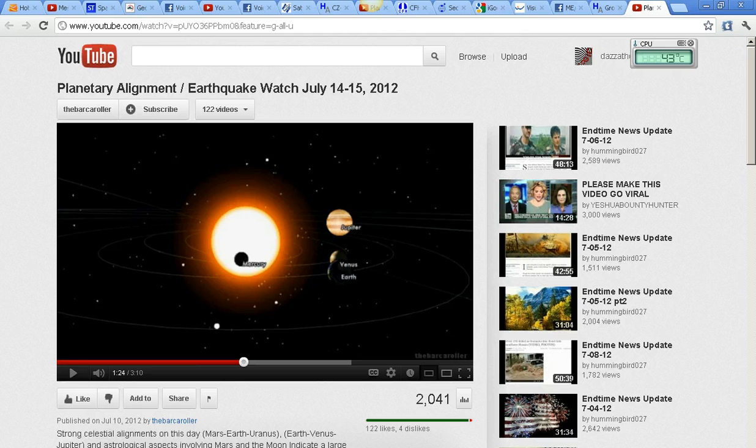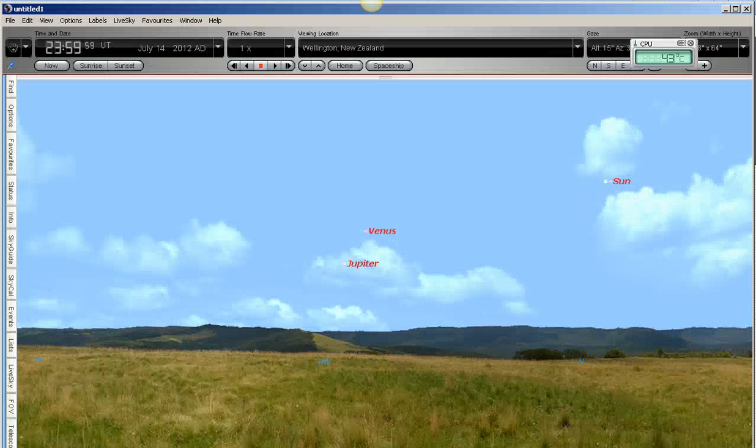Okay, so let's take a closer look at this alignment. We can clearly see in the imagery here that we apparently have an alignment between Earth, Venus and Jupiter using Solar System Scope. But what if we have a look at this alignment using some proper astronomy software that is shown to scale? This is the view in Starry Night Pro.